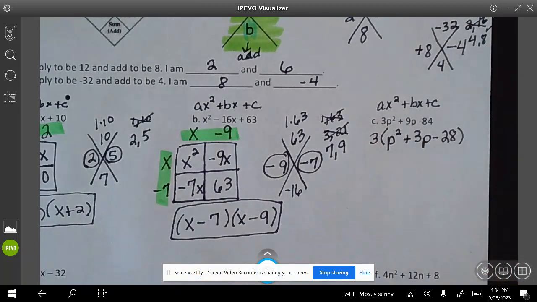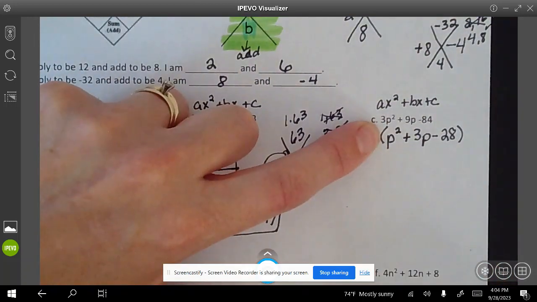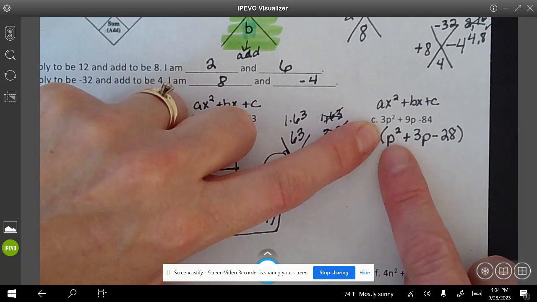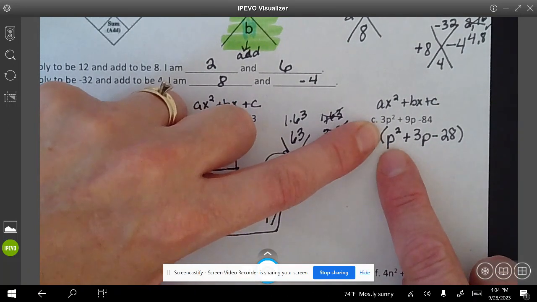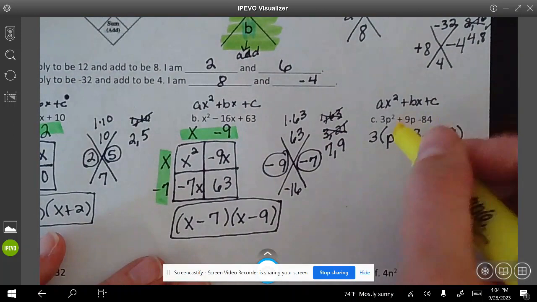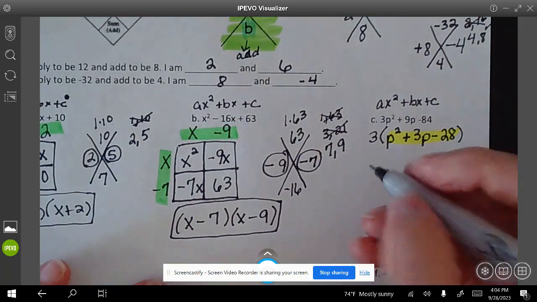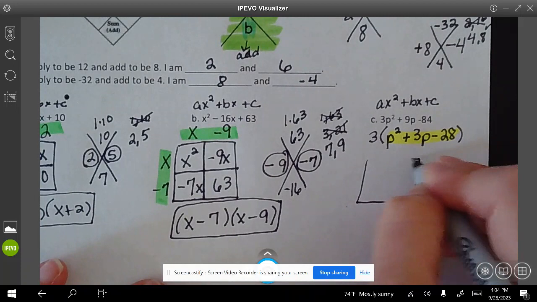28 times 3 is 84. Okay? Now, if you ignore this 3 that's out front for right now, now we have 1 as our coefficient on the x squared. In this case, p squared. Okay? So now we've got what we need. But we're only factoring now just what I've highlighted in yellow. So we're going to draw our box.